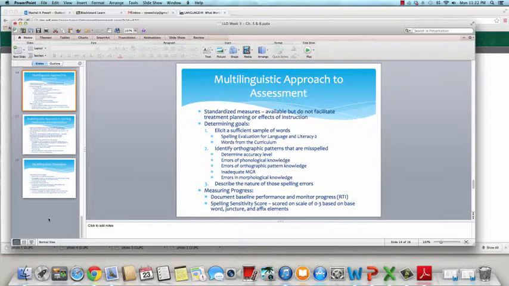Another thing that you'll run into is that vocabulary in school to a teacher means the words they've taught by sight. They're sight words, high frequency words. Whereas, of course, vocabulary to us has a totally different meaning. So we can list a sample of words and identify the orthographic patterns that are misspelled. You do this by determining the accuracy level, the errors of phonological knowledge, errors of orthographic pattern knowledge, inadequate MGRs, and errors in morphological knowledge.